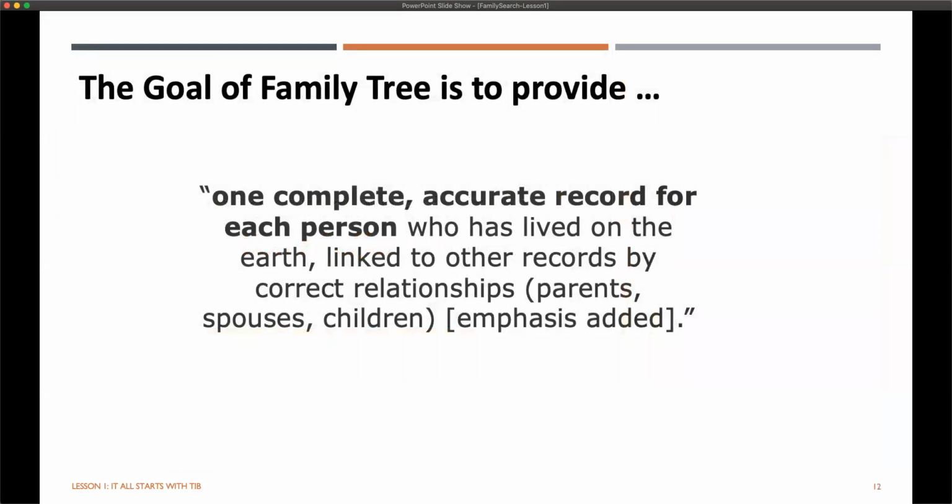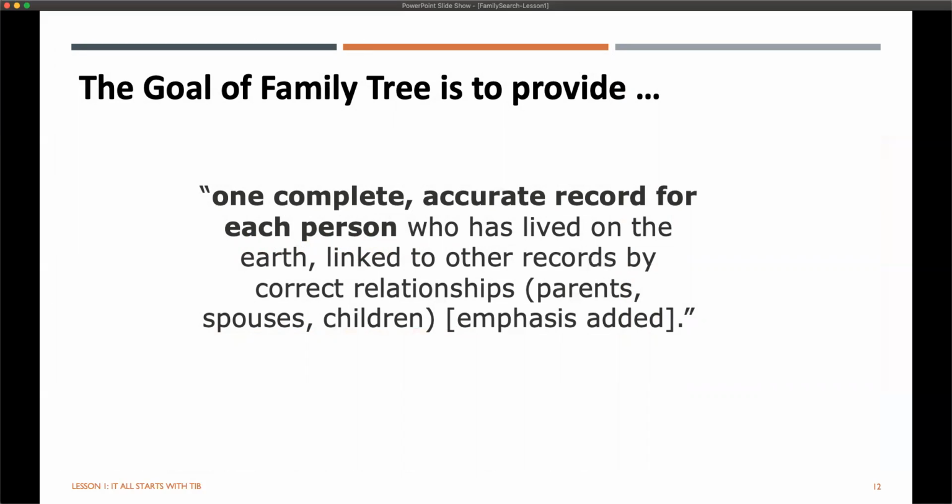So Family Tree, the application in FamilySearch where you build the tree and put your records in there. The goal of Family Tree is to provide one complete, accurate record for each person who has lived on the earth, linked to other records by correct relationships. Okay? One complete and accurate record for each person who's ever lived, linked with their families correctly.